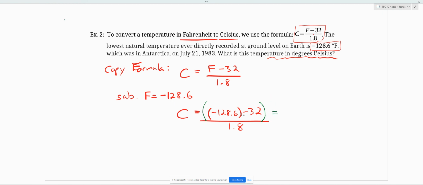What's negative 128.6 minus 32? Well, we're going to get negative 160.6, and we're going to be dividing that by 1.8. Now we can do our division, which is going to give me negative 89.2, repeating in my calculator, degrees Celsius. And that's all you got to do, folks.